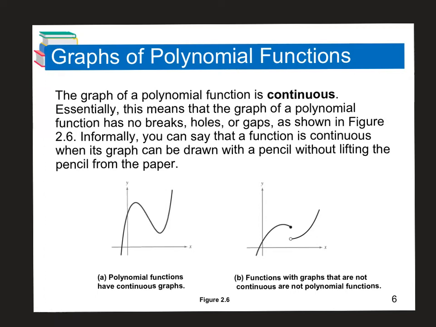Okay, we're talking about 2.2, graphs of polynomial functions of a higher degree, meaning it's higher than squared. Generally, we're going to be talking about equations that are maybe to the 4th power, 5th power, something like that.